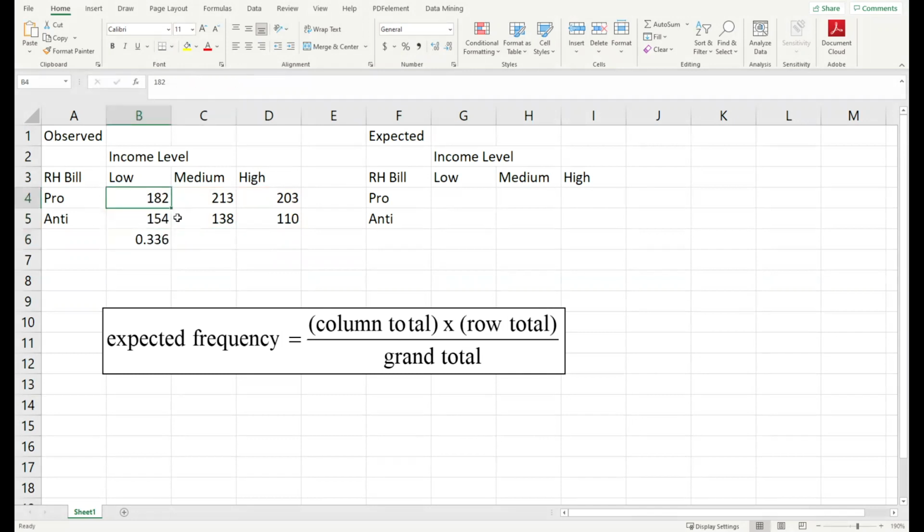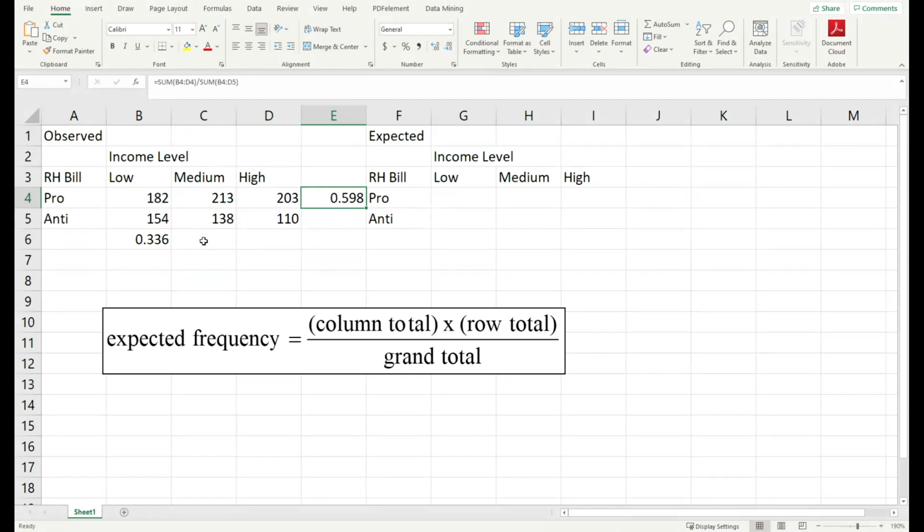Okay, right? Because probability is just the number of ways that an event can happen divided by the total number of ways. So this is the number of ways that you have low income, and this is the total number of ways that can happen in this data set, right? The grand total. So this is 0.336. Then if you take the pro, this is just the sum of this divided by the total sum. Right? So this is the probability that you are pro RH bill.